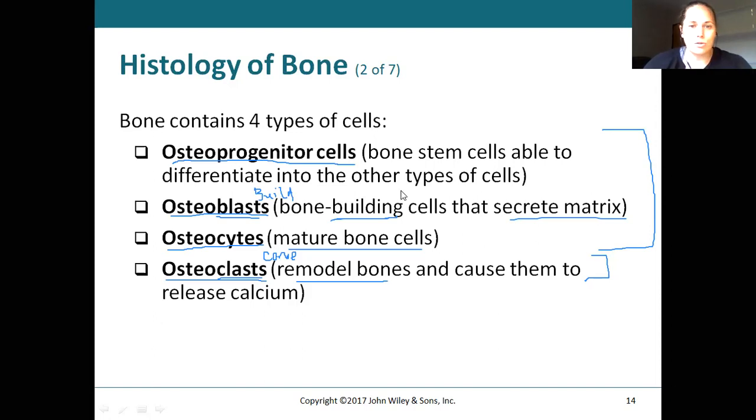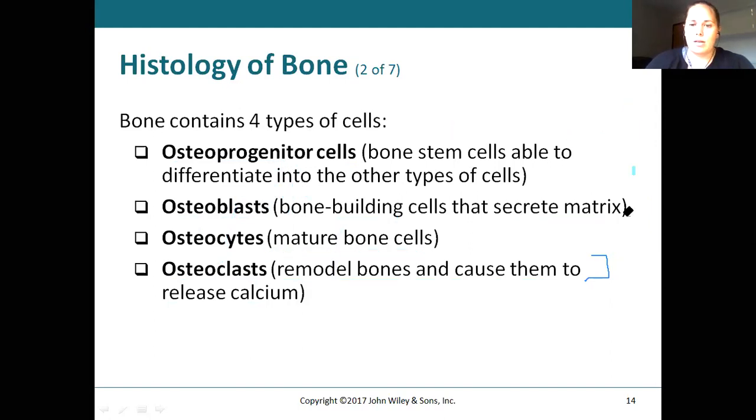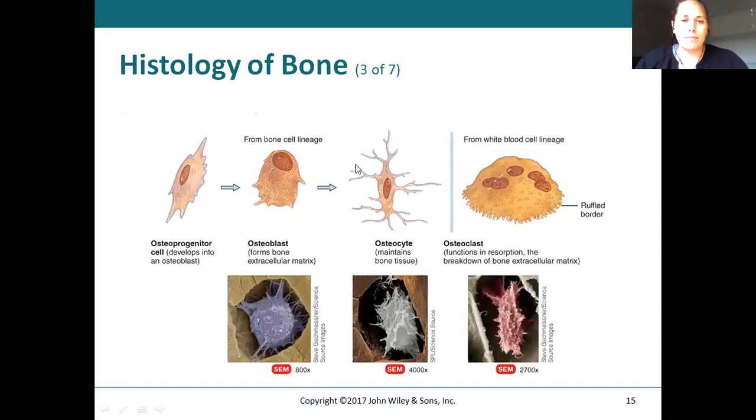Okay. Let's make sure we get osteoprogenitor cells make more of themselves. Osteoblasts build. Osteocytes are just mature cells doing their mature cell thing, and osteoclasts are going to carve out bones. Okay, so these are pictures of what the cells actually look like. You can see here that the osteoprogenitor develops into an osteoblast. The osteoblast forms extracellular matrix, doing that extracellular matrix secretion thing. And then your osteocyte just maintains the bone cell tissue.